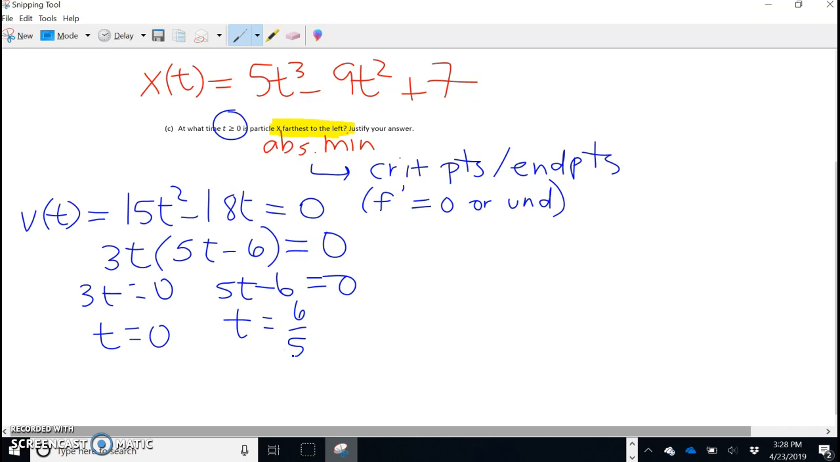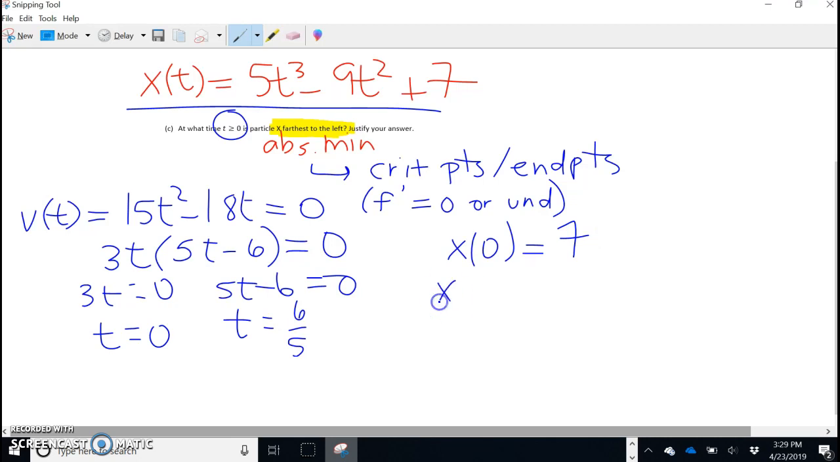Notice that first critical point is also an endpoint, so I would have tested that anyway, but now I'm seeing here that I run into that value again, so I'll make sure that I'm plugging that into the original function to see our position at that time. So to finish this off, I need to see what x of 0 is equal to, and I'm taking this original function, plugging a 0 in, and without much effort, I land at 7.